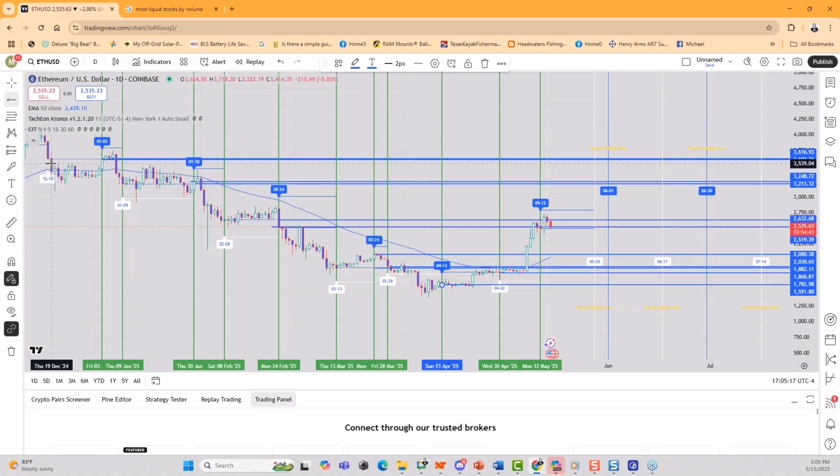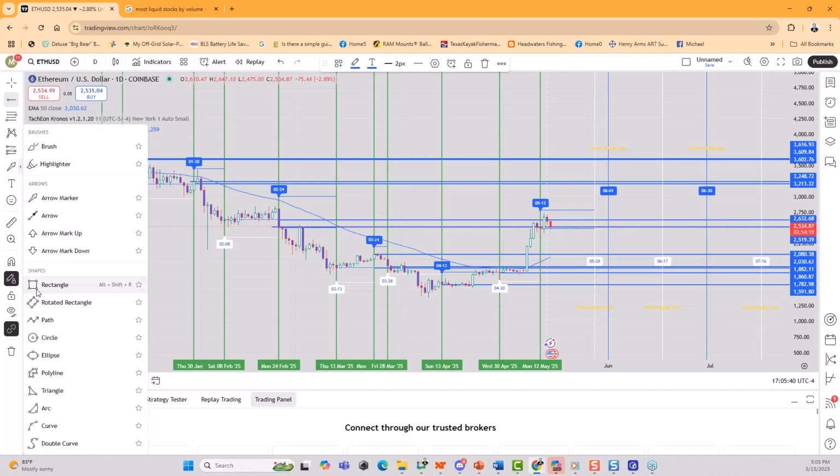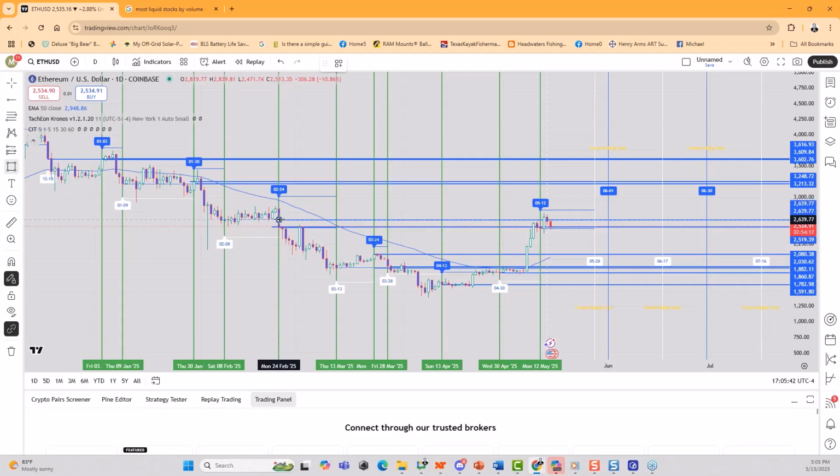So for Ethereum, there is tremendous resistance at 3609. And then it built a base of support between 1882 and the 1797-95 area. We're presently stuck between these two lines, which are time-based support and resistance.